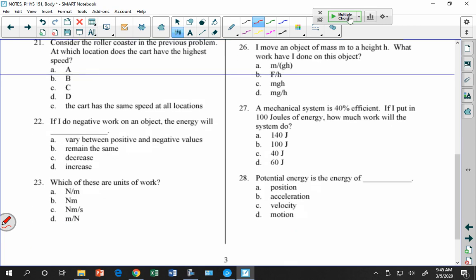Let's try number 27. I have a mechanical system that's 40% efficient. If I put in 100 joules of energy, how much work will the system do? How much usable work will it do?